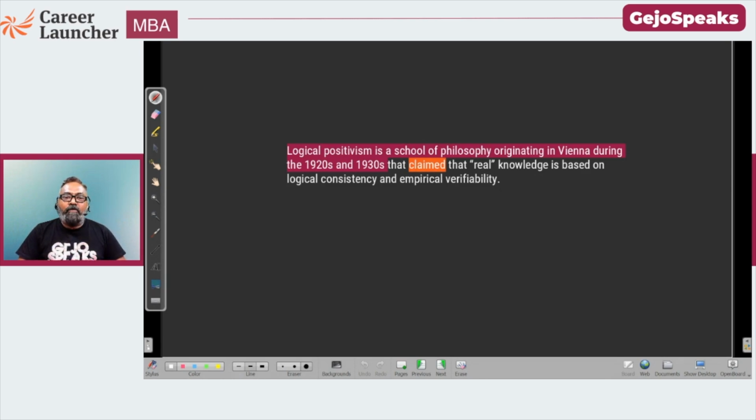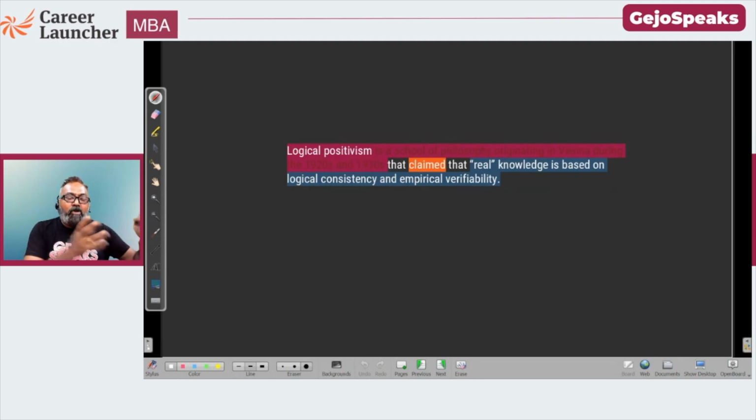Positivism is a school of philosophy originating in Vienna during the 1920s and 30s that claimed. But what claimed? Essentially, logical positivism claimed. So what did it claim? It claimed the real knowledge is based on logical consistency and empirical verifiability. The claim made by logical positivism is that real knowledge is actually based on logical consistency and empirical verifiability.